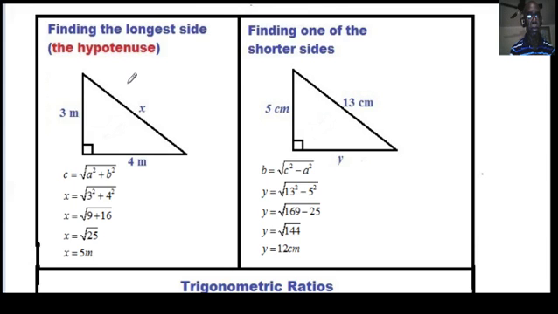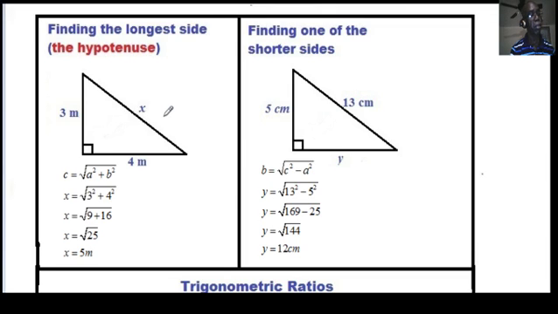Let us look at some examples that will show us how we use the Pythagorean theorem. In this first example, we are required to find the unknown side marked with an x. This is the longest side. It is called the hypotenuse. So, we will use the formula to find the hypotenuse.